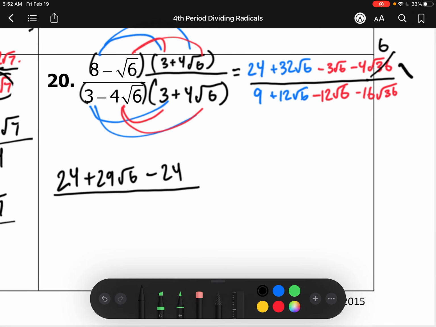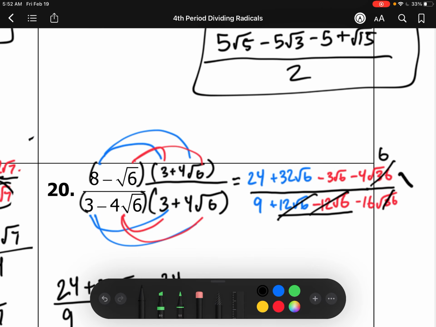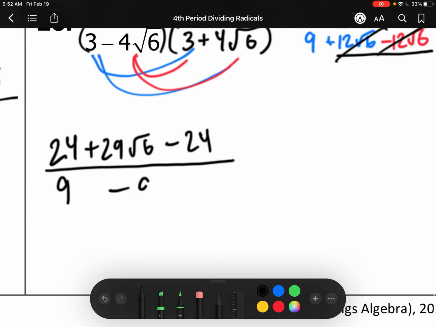And then if we simplify our denominator, I'm going to write my 9 over here, right? These have a common radical, and they're going to end up canceling each other out, right? So then I'm just left with negative 16 times the square root of 36, which is 6, right? So negative 16 times 6 is negative 96.